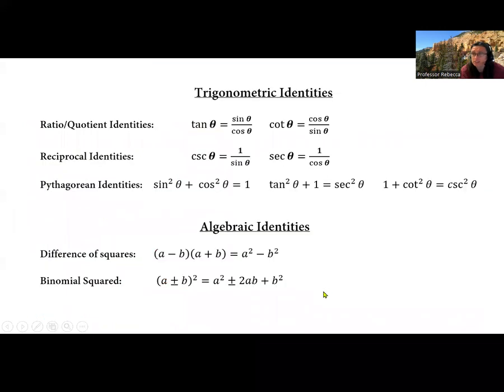So I come back over here and I'll review the trigonometric identities that are going to come up frequently in verifications. We have the ratio and quotient identities. So tangent theta is a quotient of two trig functions, sine and cosine. The reciprocal identities get their names because cosecant theta is equal to the reciprocal of sine theta, or 1 over sine theta, and so on. And then we have our Pythagorean identities. Now there are three of those. Sine squared theta plus cosine squared theta equals 1 is the most common. And finally, we have some algebraic identities that sometimes come up.